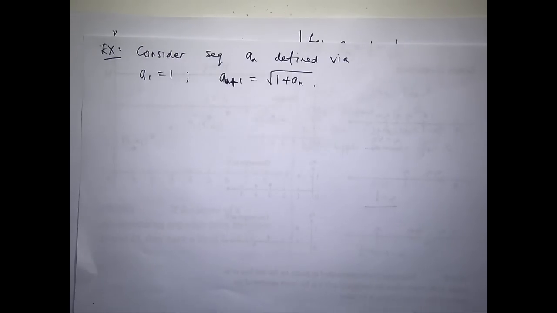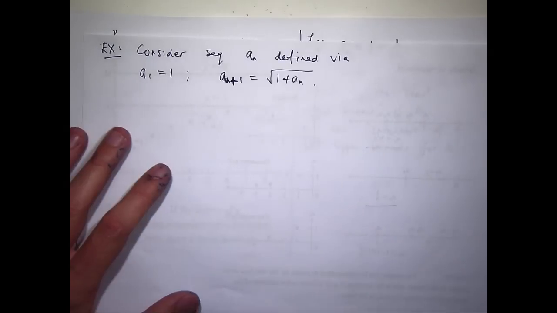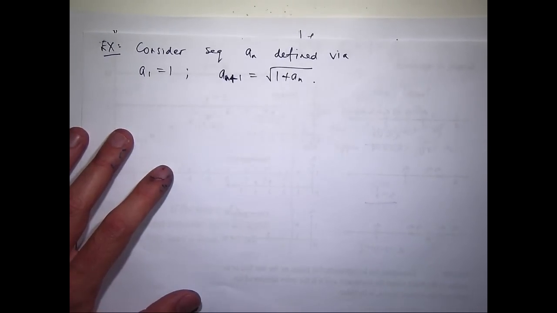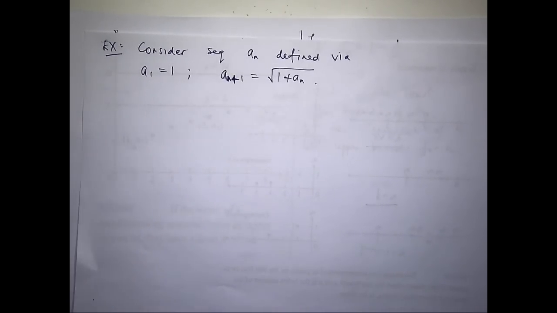Now, this particular question asks you to show that the limit exists and calculate the limit of a sub n. Okay? So that's what we're going to do. We're going to use the monotone convergence theorem to do it.